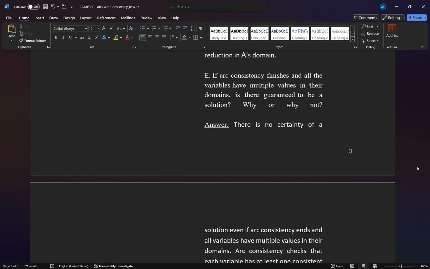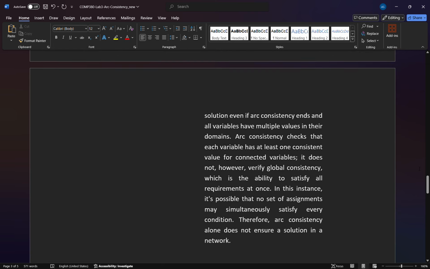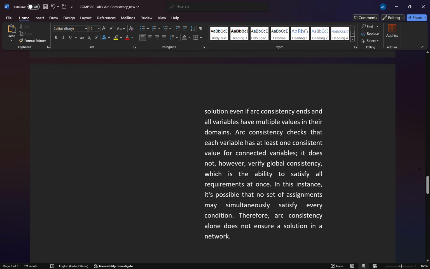So arc consistency does not guarantee a solution even if all variables have multiple values in their domains. While it ensures that each variable has at least one consistent value with connected variables, it does not check for global consistency, meaning all constraints may not be satisfied simultaneously. Thus, a value assignment that meets all conditions may still not exist, so arc consistency alone cannot ensure a solution in a network.